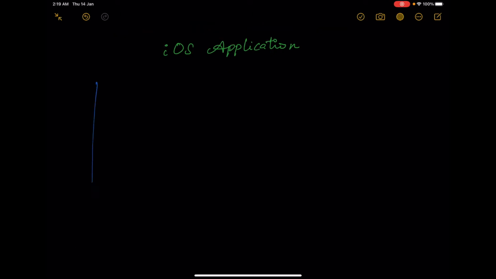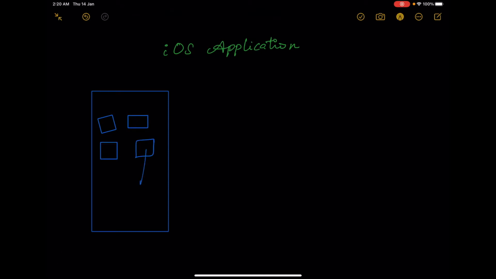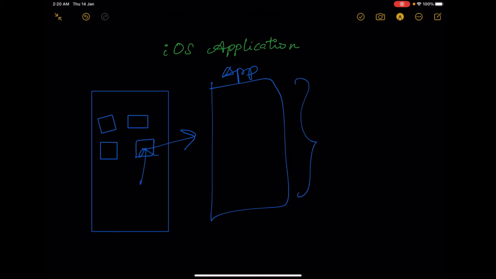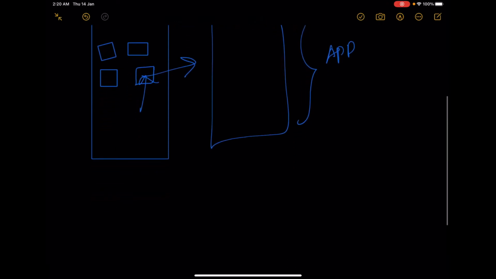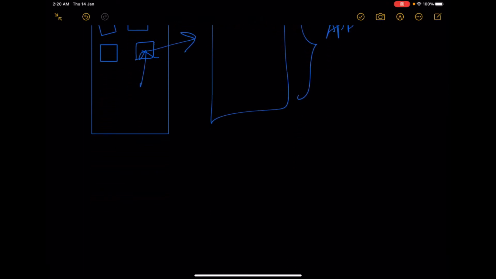So you have your iPhone, right? And you have multiple apps in it. When you go and touch any of the applications, it opens up, right? So this is your app. Whatever you are seeing in this application, the system actually draws the content of your application on the screen, right?